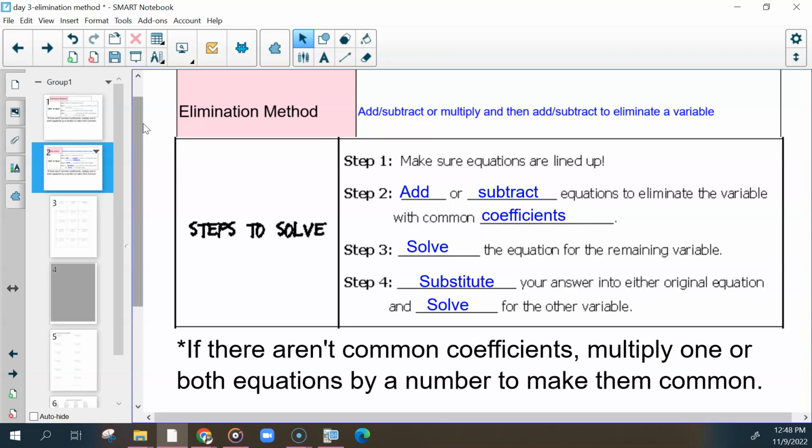You'll get the answer for one of the variables, and then we're going to take that answer, I skipped one, solve the equation for the remaining variable, which is basically what I just said. You'll get an answer, and then we're going to take that answer, substitute it into one of the other equations, and solve for the other variable. So step 3 and step 4 are very similar to the substitution process, but step 1 and step 2 are not.